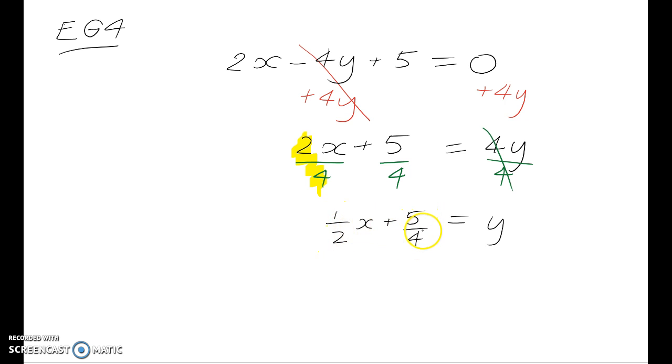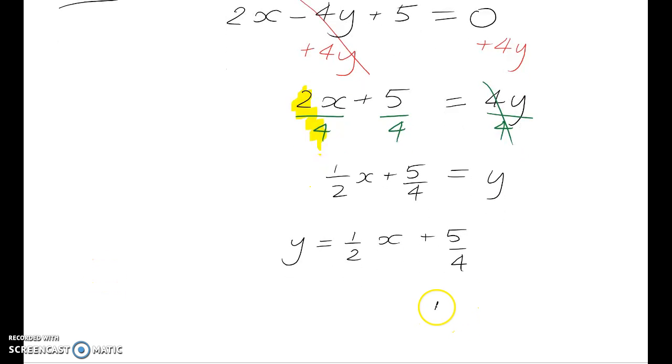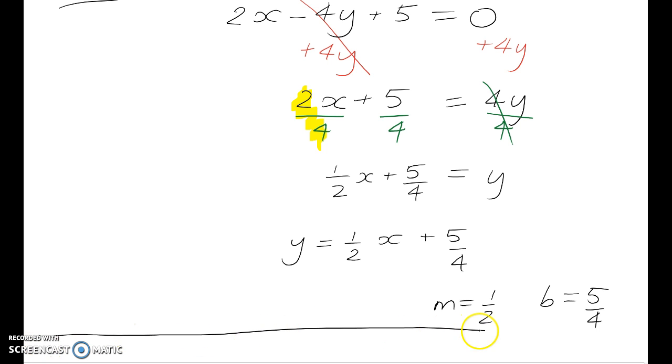Can't do a lot about 5 on 4. We normally like to write it the other way around, don't we? So from that, m equals a half and b equals 5 on 4. That's probably the hardest one you'll get. So if you can handle that, you can handle anything.